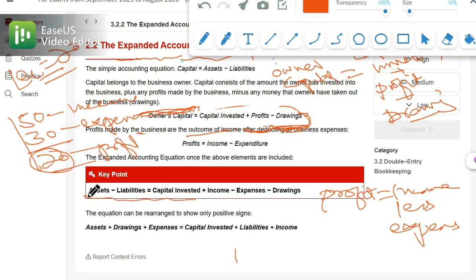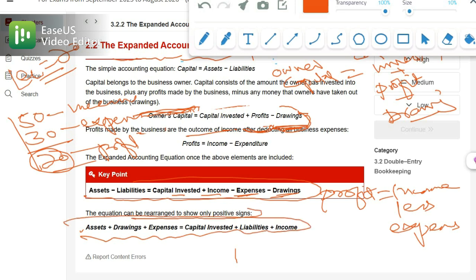Asset less liability is equal to capital invested plus income less expenses less drawing. This version reflects the real flow of transactions in a business, not just a static balance. The equation can be rearranged in the way you want. If you want to know about your asset, you arrange it in a way that gives you that output. If you want drawing, you arrange it that way. And this is the end of this lecture.